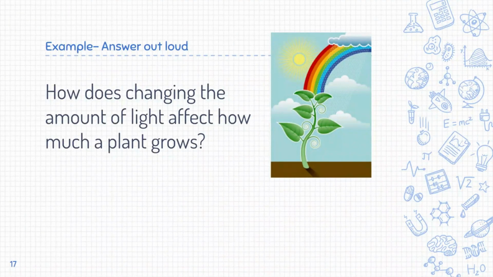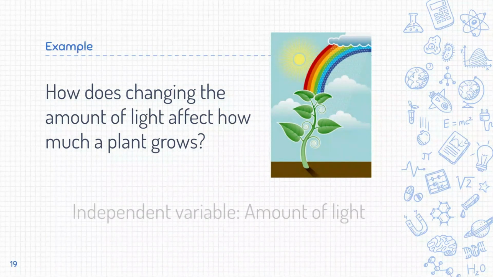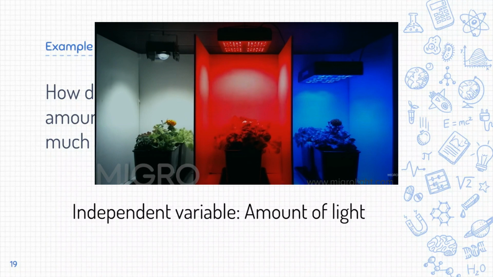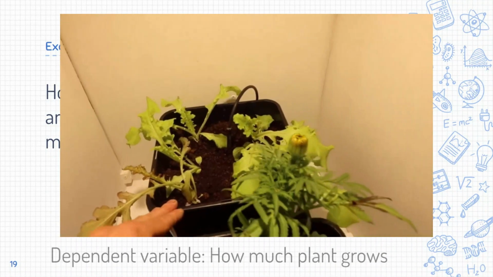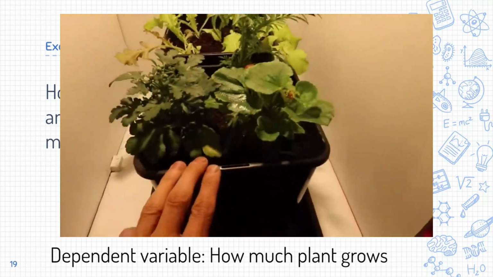One more example. The question here is, how does changing the amount of light affect how much a plant grows? What's the independent variable here? It's the amount of light. That means the dependent variable in this question is the amount the plant grows.